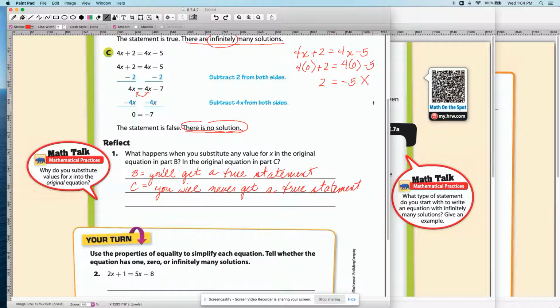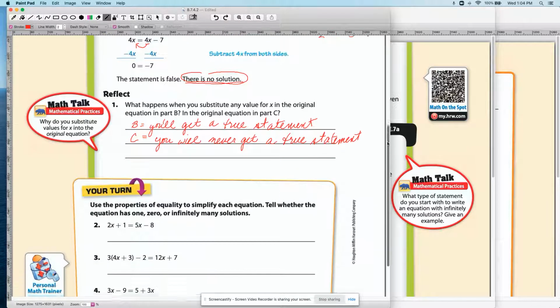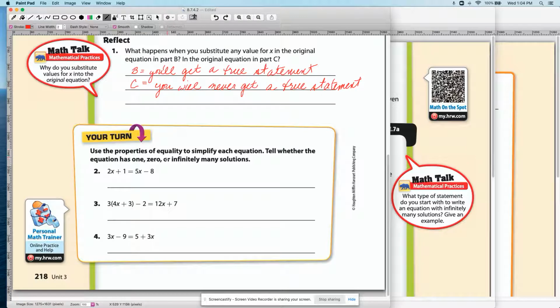All right, so let's take a look at your turn. They want you to use the properties of equality to simplify each expression and tell whether the equation has 1, 0, or infinitely many solutions. The properties of equality just say whatever you do to one side, you have to do to the other in order for them to be equal. All right, so let's start with the left side. To get rid of the 1, we will subtract 1. We have to do that on the other side too. So I'm going to rewrite what we have.